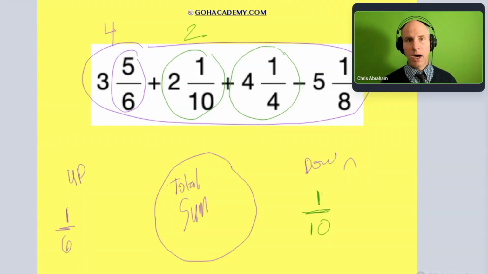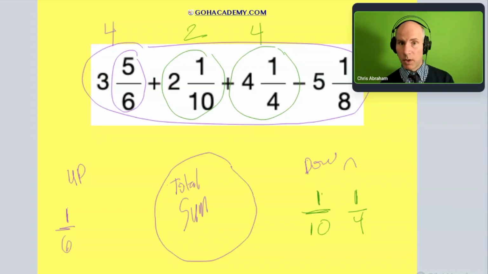Same thing with this one right here. This one, 4 and 1/4. This would get rounded down to 4. Our estimate would be low by 1/4. So far, we're up by 1/6, and then we're down by 1/10 and 1/4.